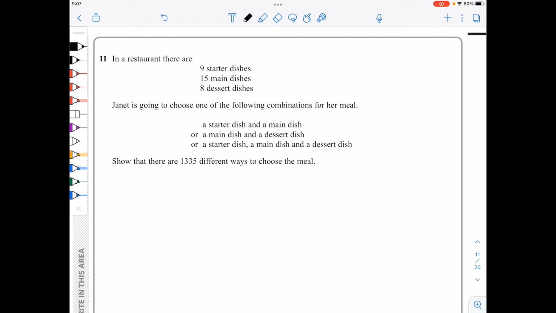So I will start by considering the starter and main combination. So we've got 9 options for a starter and 15 for a main. So 9 times 15 is 135. For the main and dessert, it's going to be 15 times 8, which is 120. And for the starter, main, and dessert, it's going to be 9 times 15 times 8, which is 1,080. So if I add up these 3 numbers, 1,080 plus 120 plus 135, it's 1,335 as required.